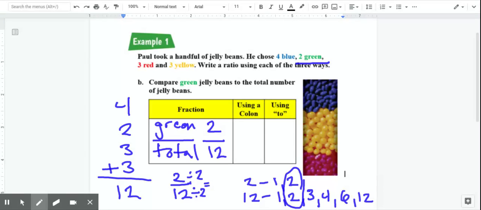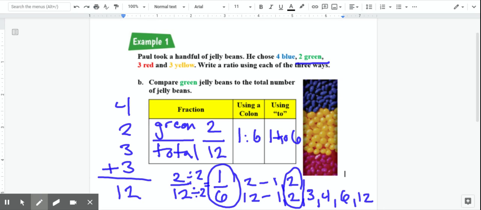So I'd go 2 divided by 2 is going to give me 1. 12 divided by 2 is going to give me 6. And that is in simplest form. And so I have 1/6 as my fraction. My colon is going to be 1 colon 6, and the order does matter. And then I have 1 to 6 as my last box there to fill in.